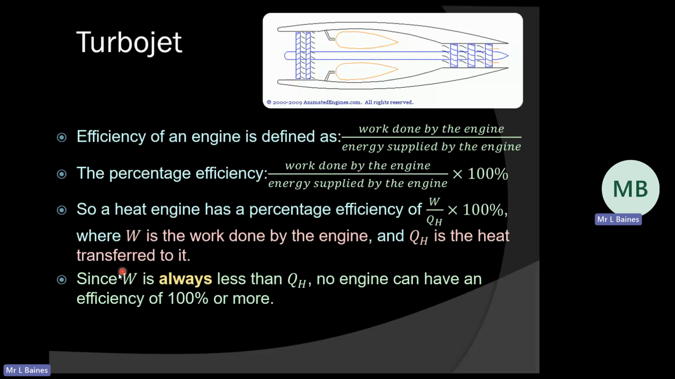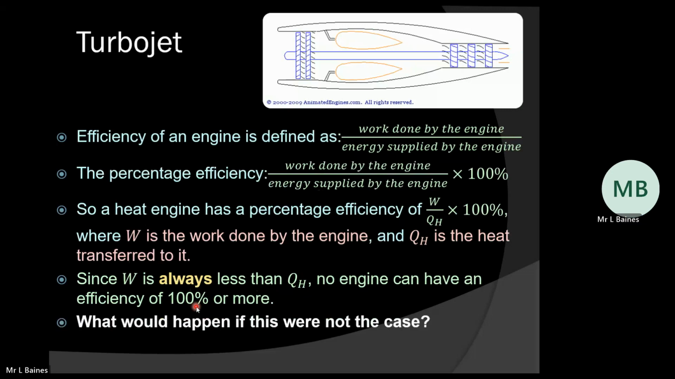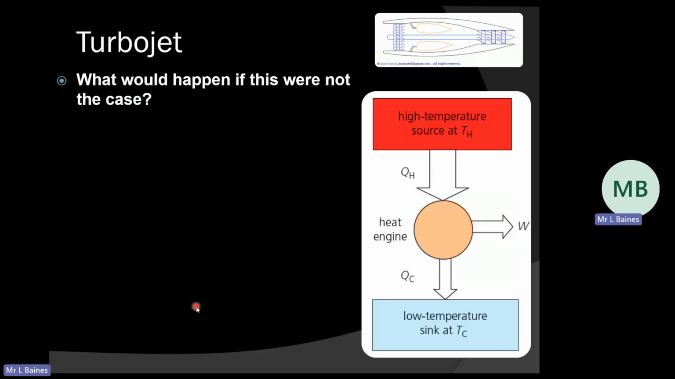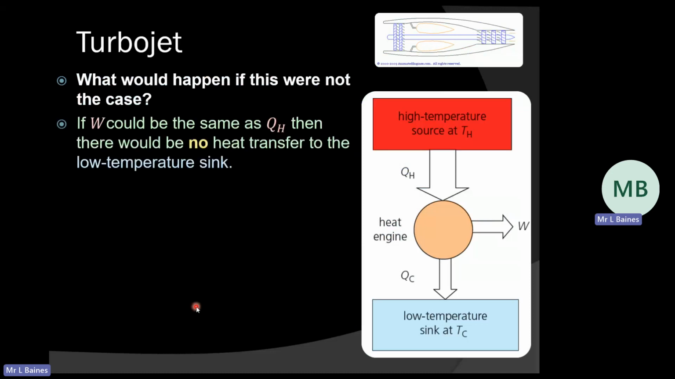We always know that the amount of work that we're going to get out is going to be less than the energy that we put in. So we're not going to have an engine that can produce 100% efficiency, or actually anywhere near. What would happen if this wasn't the case? Well, let's have a look. If work could be the same as QH, there would be no heat transfer to the low temperature sink. All of this QH would be transferred into work.